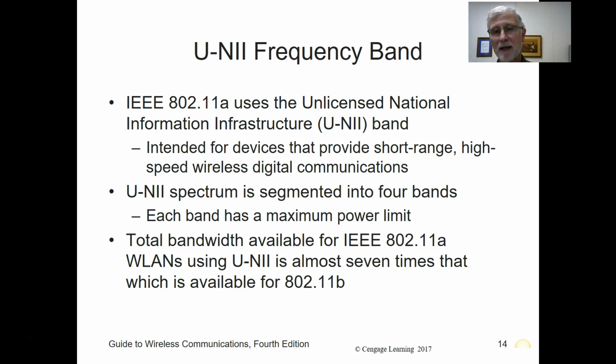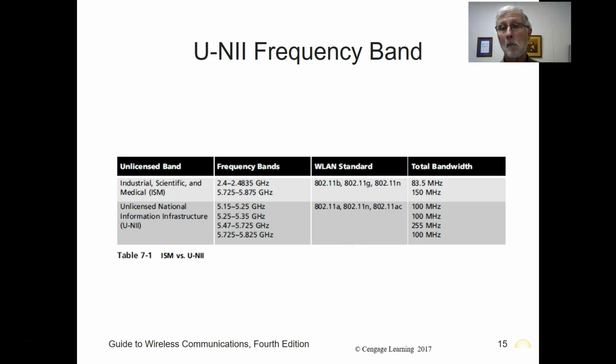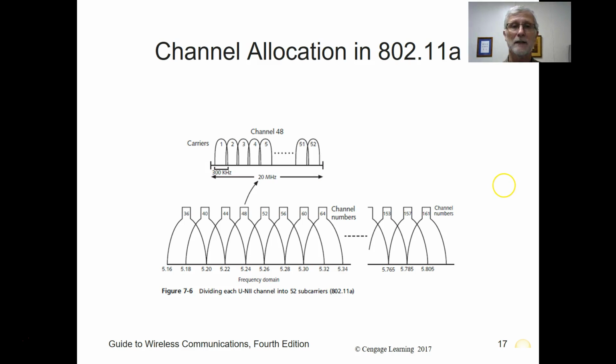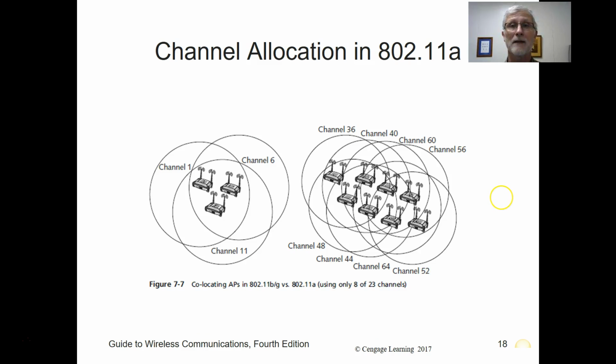It was segmented into only 4 bands, but it gave about 7 times the bandwidth that was available to 802.11b. So I could send larger data over shorter distances. This gives you a rough idea of the different frequency bands and how 802.11a was processed. It just gives you an idea of how they were laid out differently. So less overlap. Now this is when you talk about A and B versus A.